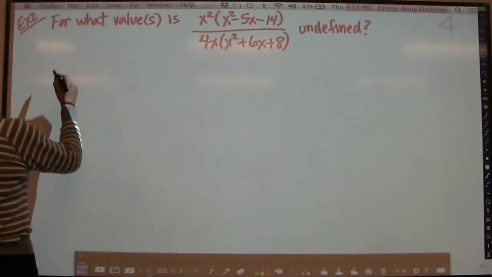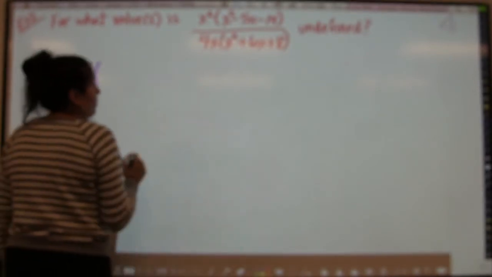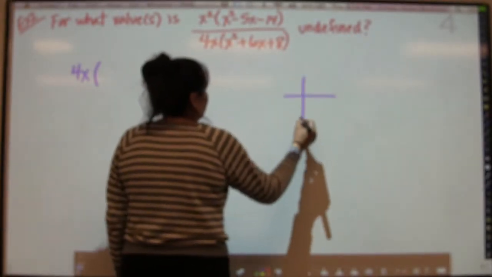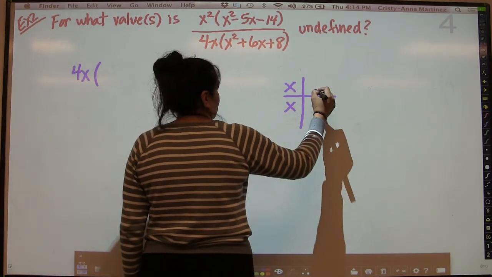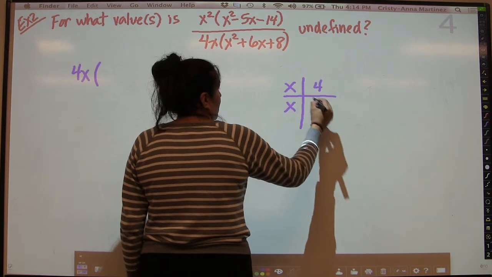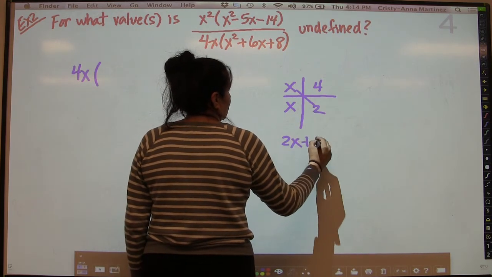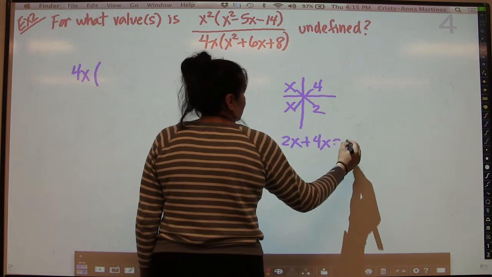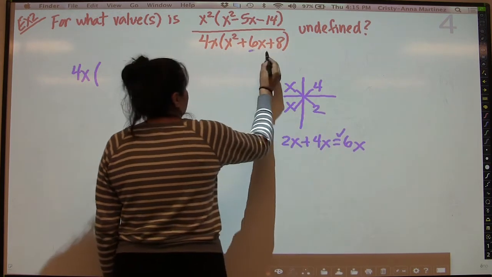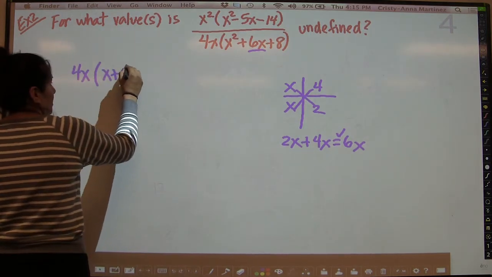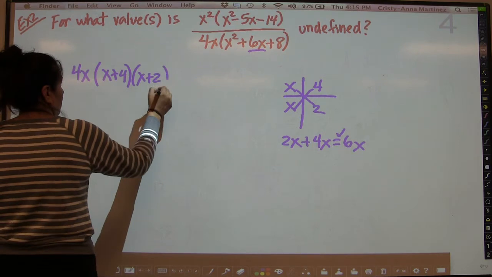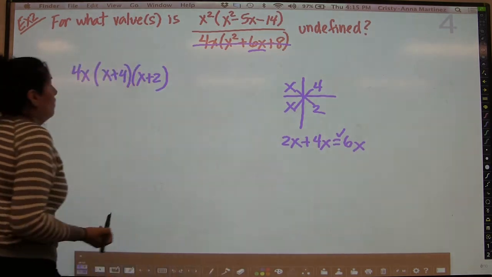So we have a factor of 4x. And then we're going to go ahead and factor the x squared plus 6x plus 8. I'll do it over here. So we're going to go x and x. And then for 8, let's try 4 times 2. And that'll give us 2x plus 4x, which is in fact 6x. And that's the middle term. So that's the right combination. So then we're going to have an x plus 4 factor and an x plus 2 factor on the bottom instead of all this. So for what values is it undefined?